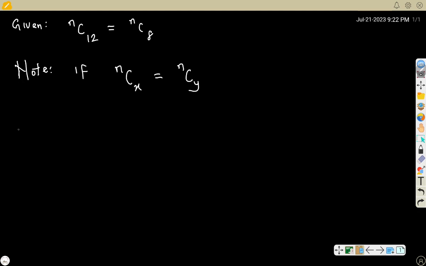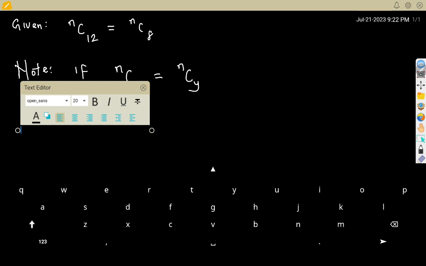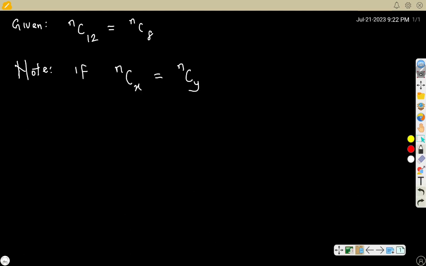So now, if n combination x equals n combination y, then x is equal to y, or x plus y is equal to n. We proved this in another video, but for now, just learn this trick.